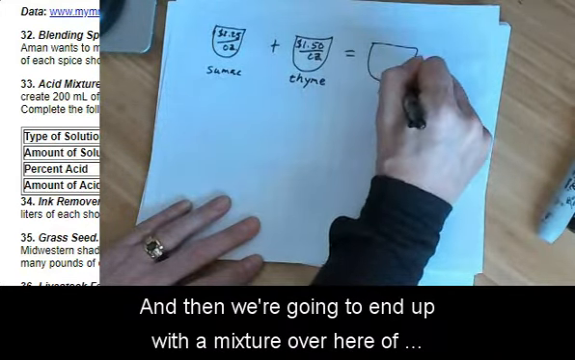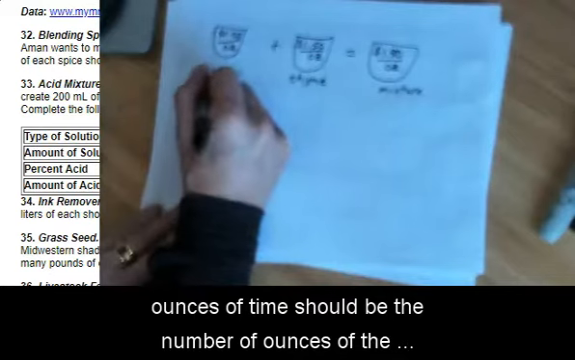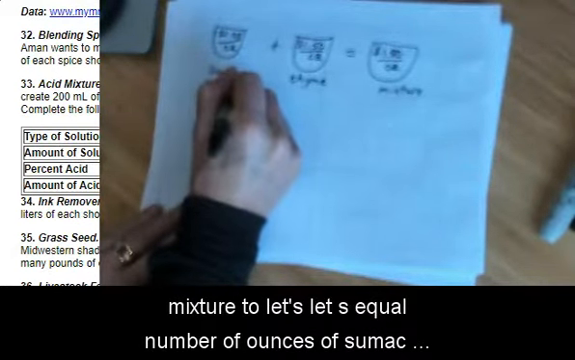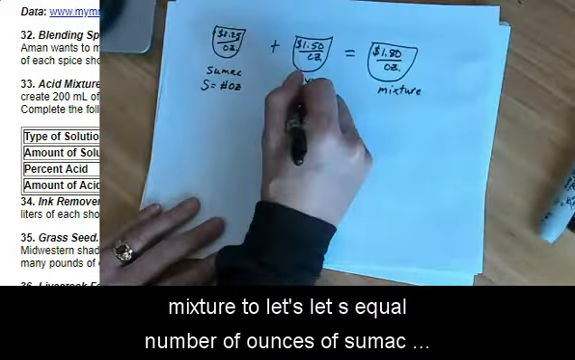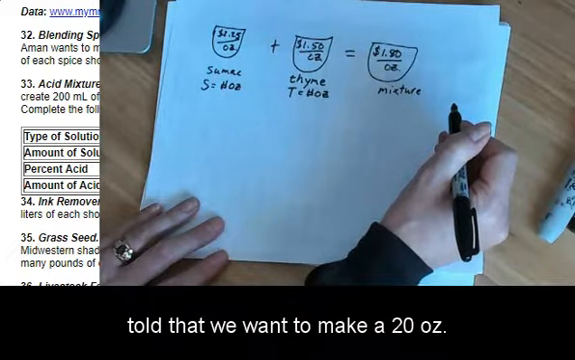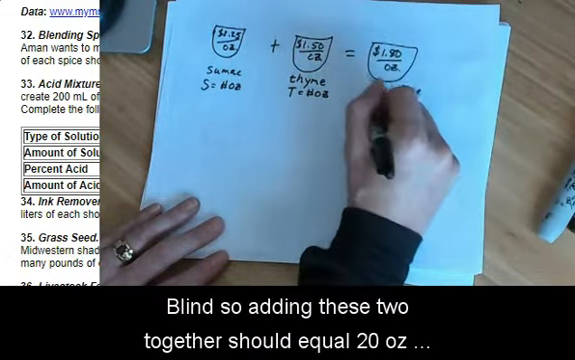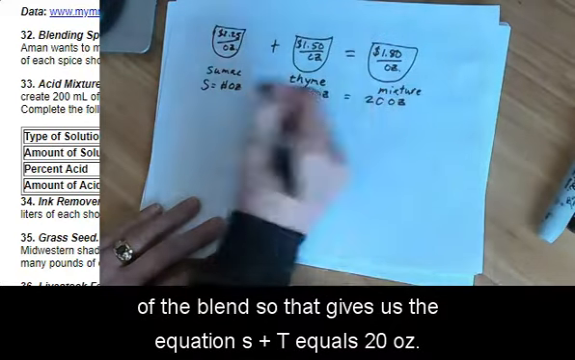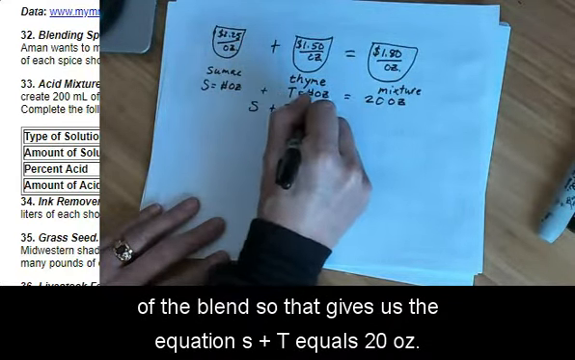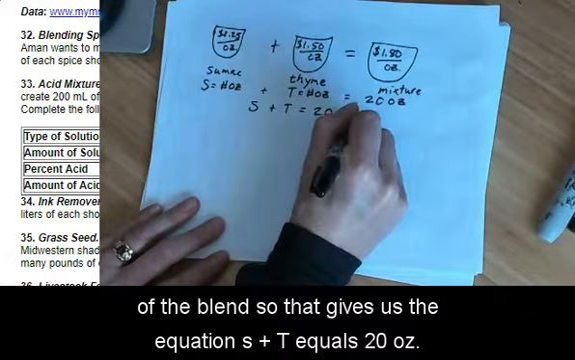Now, if we set up the problem, we know that the total number of ounces of the sumac plus the number of ounces of thyme should be the number of ounces of the mixture. So let's let S equal the number of ounces of sumac, and T will be the number of ounces of the thyme. And we're told that we want to make a 20-ounce blend. So adding these two together should equal 20 ounces of the blend. So that gives us the equation S plus T equals 20 ounces.